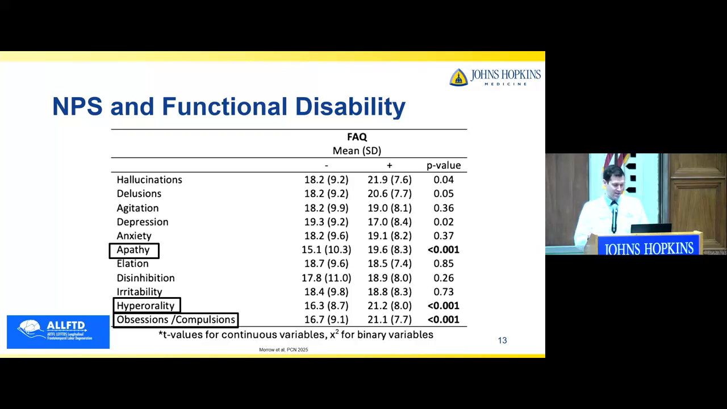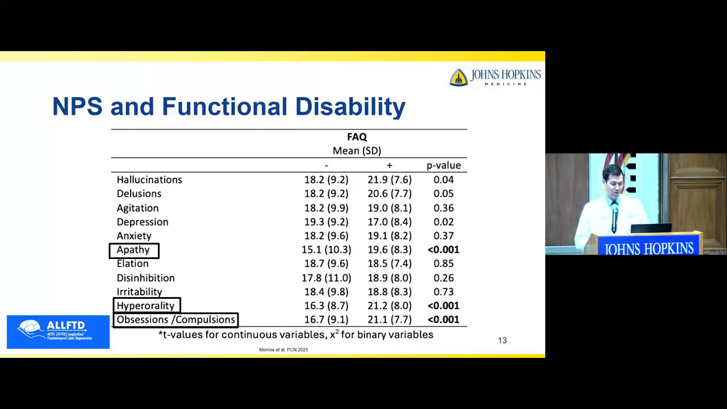And so there's a questionnaire again in this data set called the Functional Activities Questionnaire, which again looks at a variety of different domains in terms of how functioning in life at home, everything from cooking meals to feeding oneself to walking without falls, more complex activities like transactions, paying bills, shopping. And again, the pattern is similar. Almost across, without exception, the presence of these symptoms is associated with worse functional ability. And that's statistically significant when we look at apathy and particularly hyperorality and obsessions and compulsions.